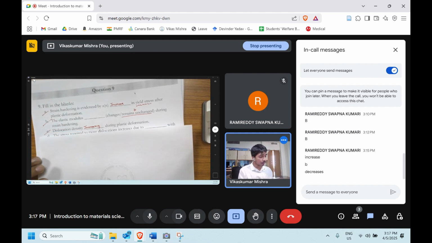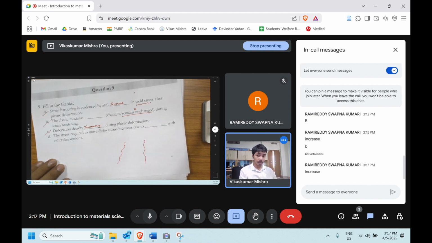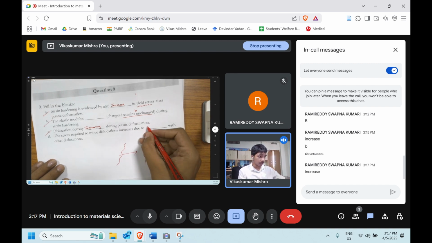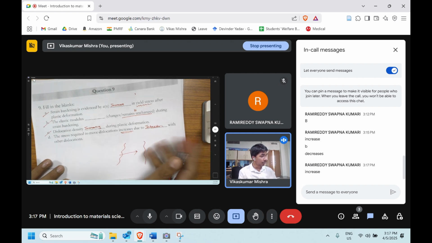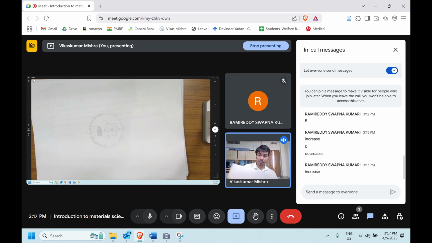C is done. And the stress required to move the dislocation increases due to the dash with the other dislocation. So one dislocation is there, another dislocation is there. Yes, it's going to increase due to the interaction between the two dislocations. So the answer here is interaction. Very good. It should increase with the interaction with other dislocations. Perfect. So with that, we have solved these 4 questions as a pair. Let's move ahead to the next question, question number 10.